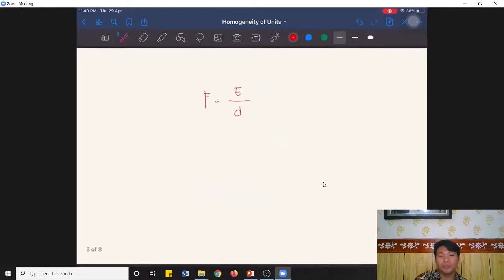Now, try it out. Try to figure out if this is really equal or not. F is force. E is energy. D is distance. Try it for yourself.